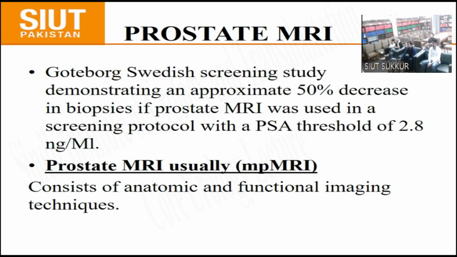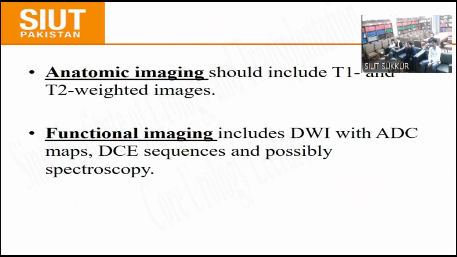nanogram per ml. Prostate MRI usually uses multiparametric MRI, consisting of anatomic and functional imaging techniques. Anatomic imaging should include T1 and T2 weighted images. Functional imaging includes diffusion weighted imaging and ADC maps, dynamic contrast enhanced sequences, and possibly spectroscopy.